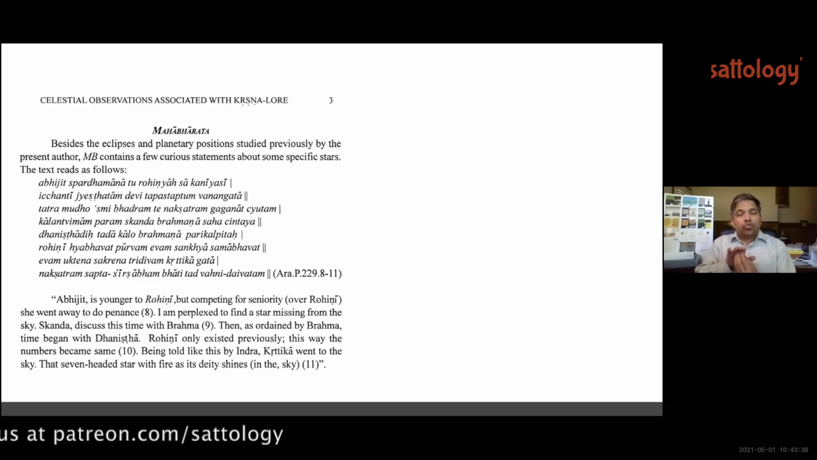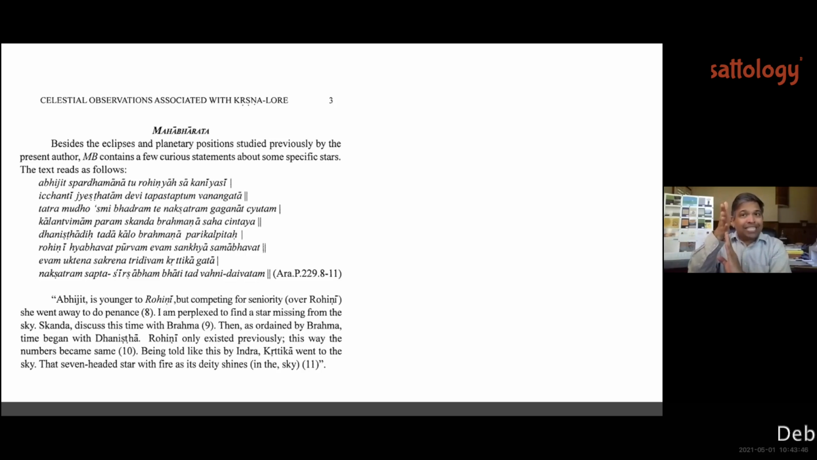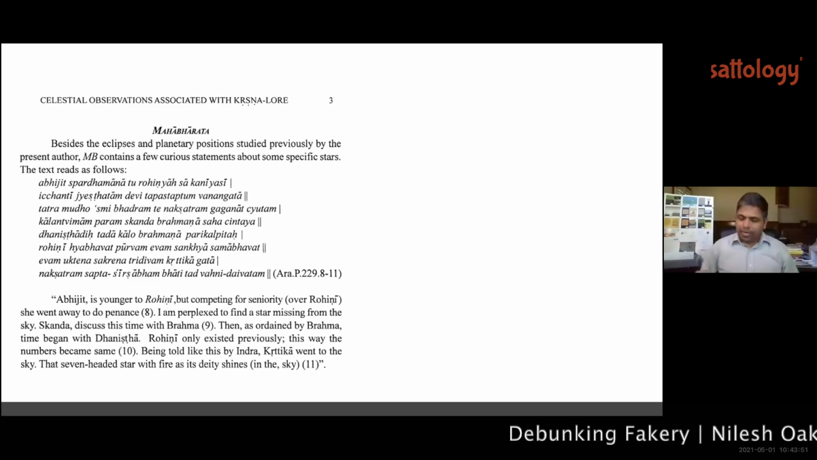Anyways, so Kritika went to the sky. We'll just take it like that. That's also not correct. Tridivam, they went to the Tridivam, can be Indra's direction or east direction or due east and so on. And that Kritika is shining brightly.